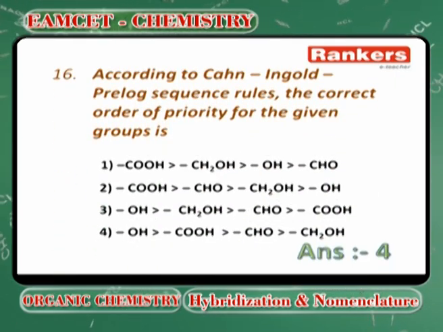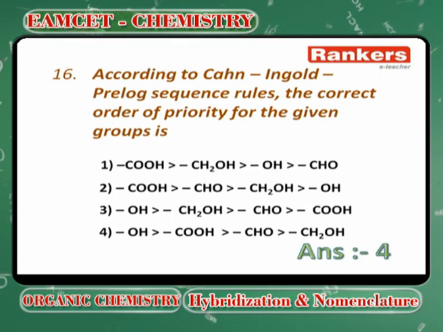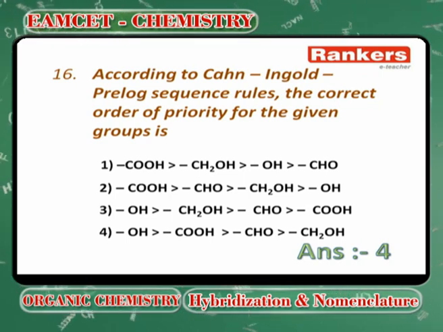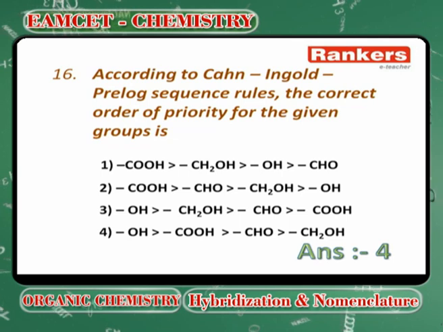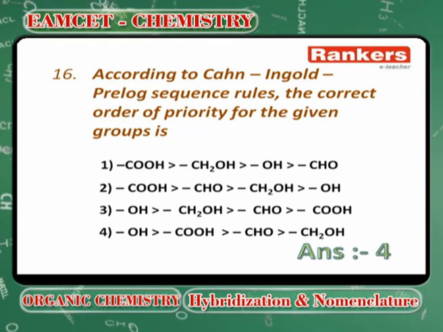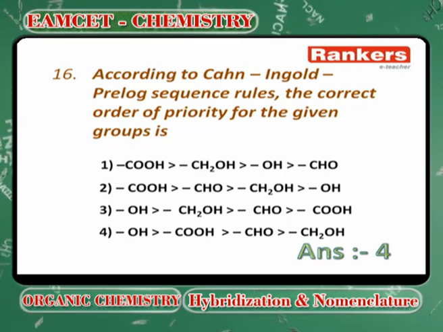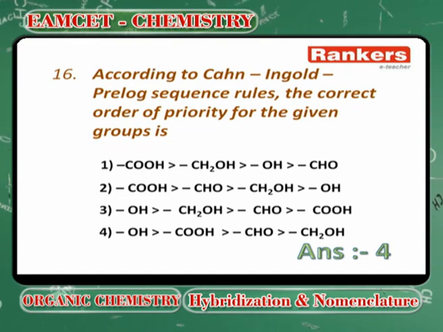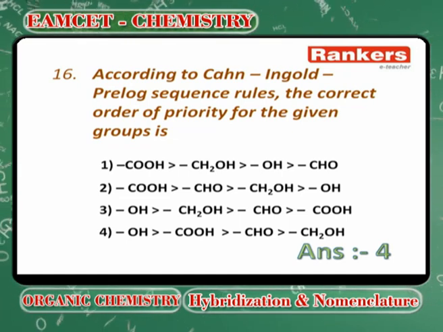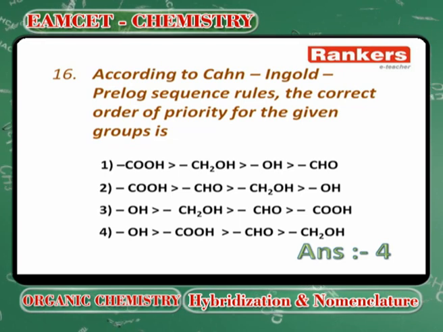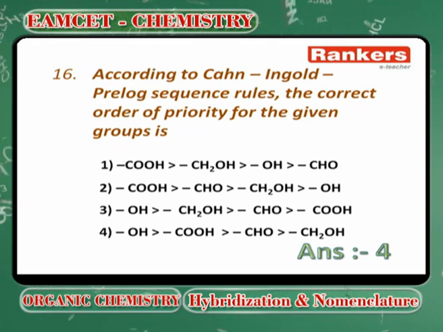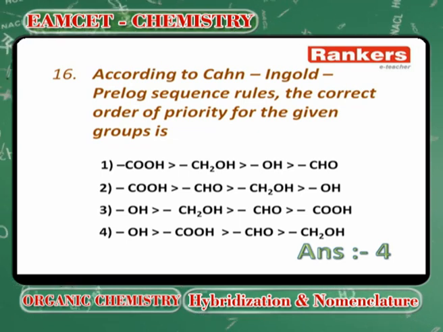According to the Cahn-Ingold-Prelog sequence rules, the correct order of priority for the given groups is, see here, the first and second are COOH groups. The third and fourth are OH groups, that is, starting with oxygen. Oxygen has the highest preference, that is 16 atomic weight. So the highest atomic weight will be kept first. So the answer is between the third and fourth, because of the 2 OHs.